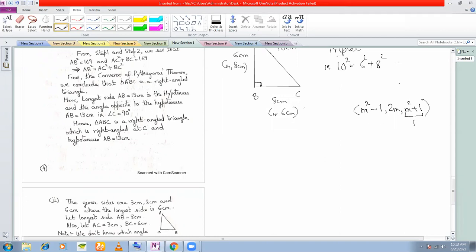So you can take out the triplet from here. If you know one number as 10, so m square plus 1 is equal to 10. That means m square must be equal to 9, so m is equal to 3. Therefore, what are the other two numbers? 3 square minus 1 and 2 into 3, isn't it? So this is 8 and 6. This way you can take out.